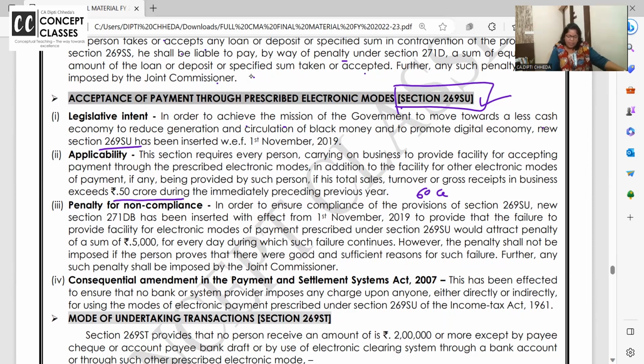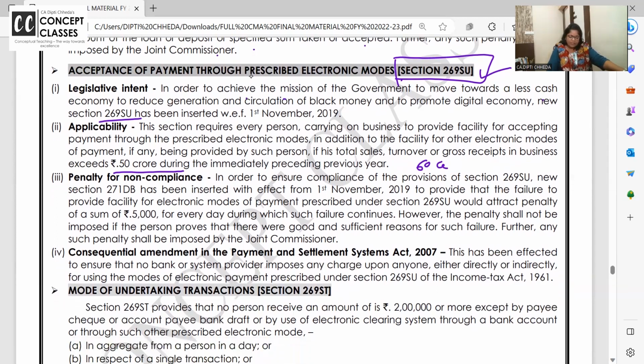Circle this. This section says that everyone who is carrying on business and accepting payment through prescribed modes, if the total turnover or gross receipts in the business exceed 50 crores during the immediately preceding previous year. In order to ensure compliance with the provisions of Section 269SU, Section 271DB has been inserted, penalty from 1st November, providing that failure to provide for electronic mode.